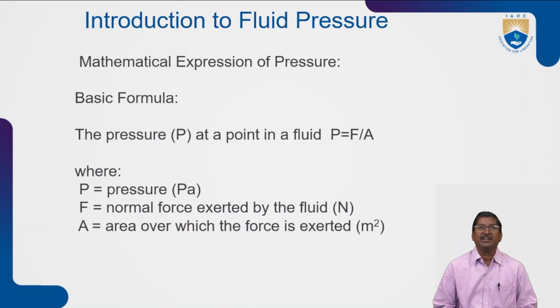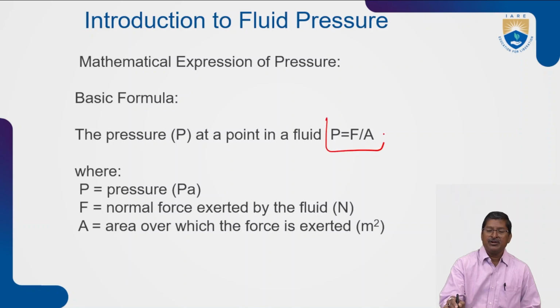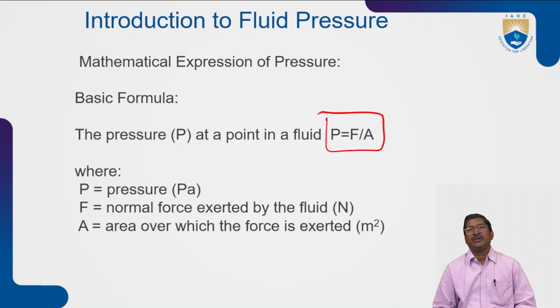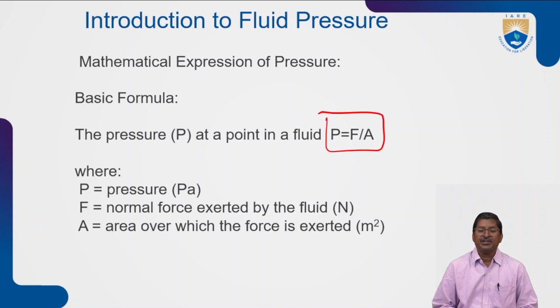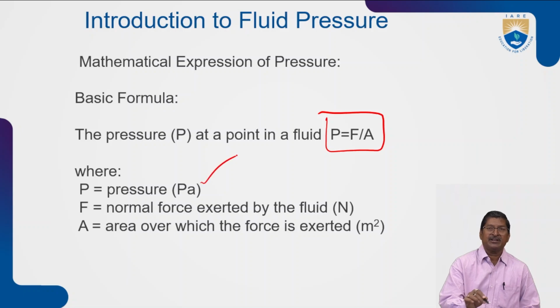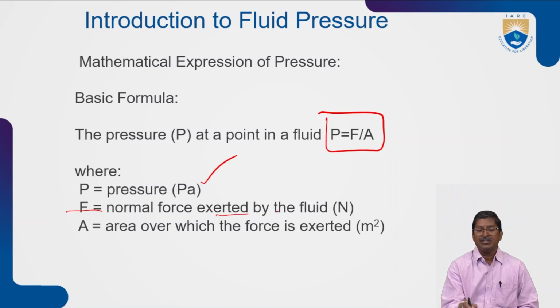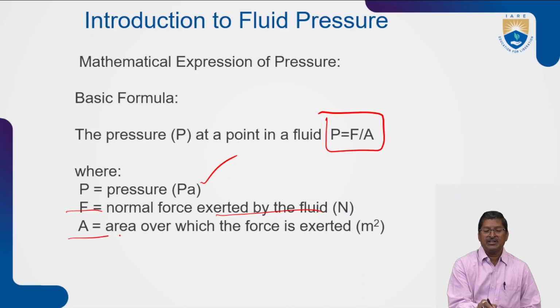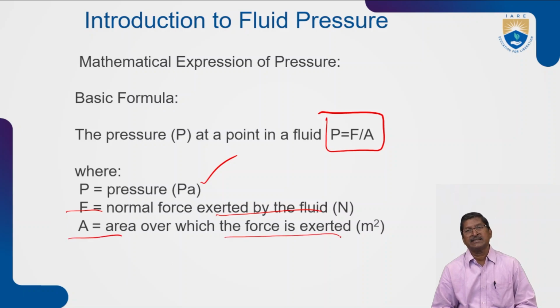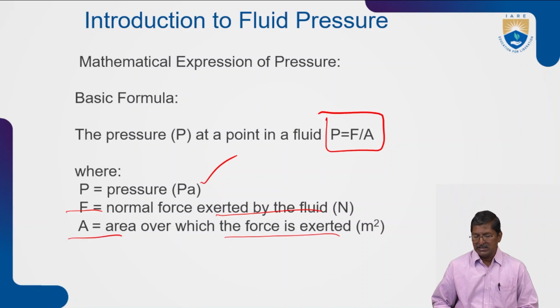If you see the mathematical expression for pressure, it is nothing but P is equal to F by A. The pressure at any point in a fluid is equal to F by A, where P is the pressure in Pascals, and F is the normal force exerted by the fluid. The force will be exerted by the fluid onto the fluid or onto the object. And A is the area on which the force is exerted.